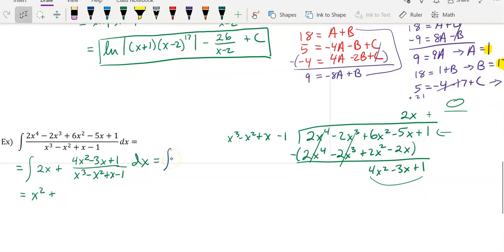Okay, which is going to give me 2x plus 4x squared minus 3x plus 1, and then if I'm going to factor by grouping here, so I have x squared times x minus 1 plus 1 times x minus 1, so I have x squared plus 1, okay, times x minus 1, so x minus 1, x squared plus 1, and then dx.